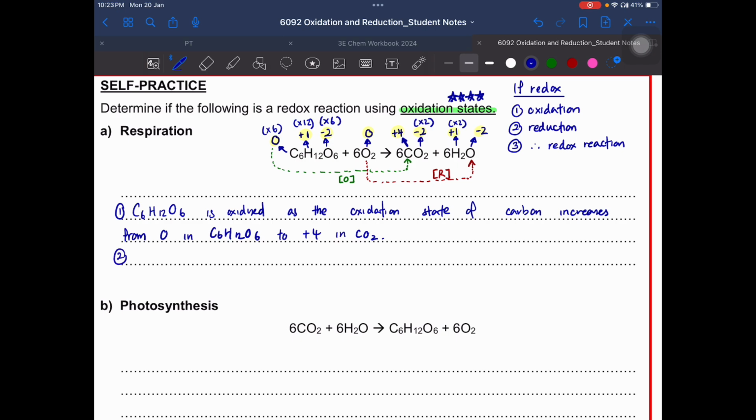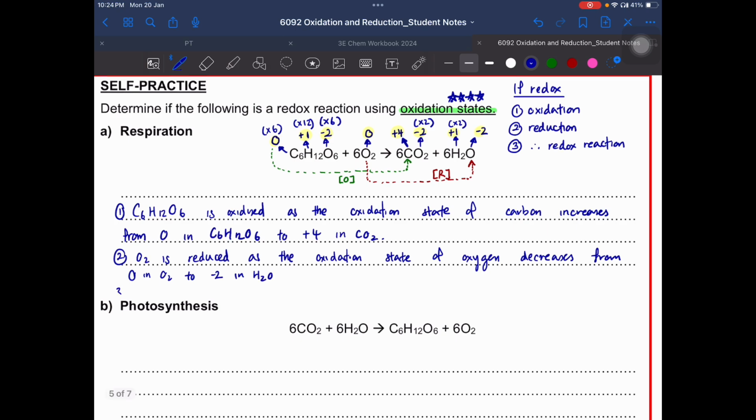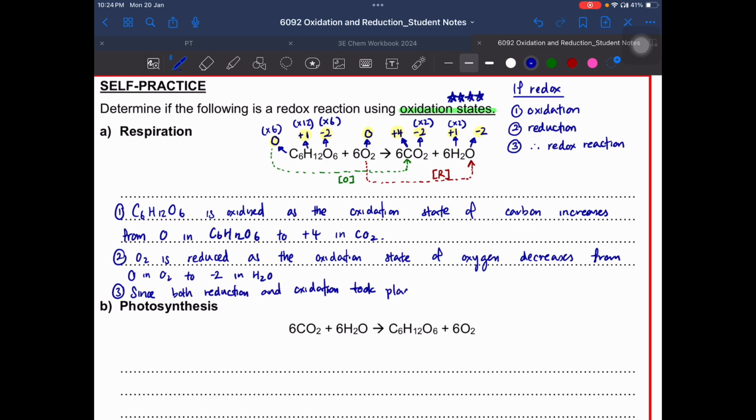Then in terms of reduction, the O2 is reduced. Why so? As the oxidation state of the element, which is oxygen, and this time around it actually decreases from 0 inside the O2 to a -2 in the H2O or the CO2 actually, if you look at the whole comparison. And then we end off with, since both reduction and oxidation took place, this is a redox reaction.